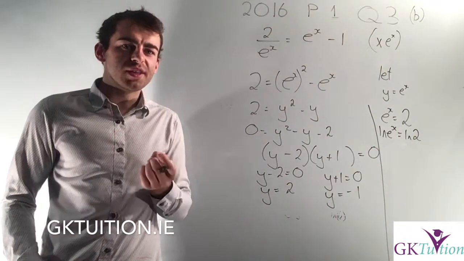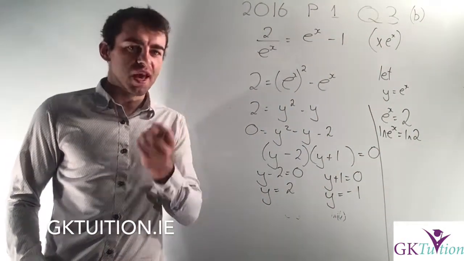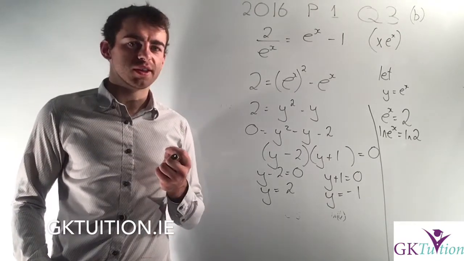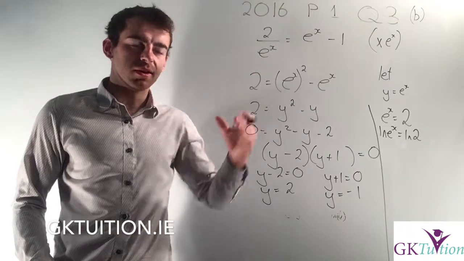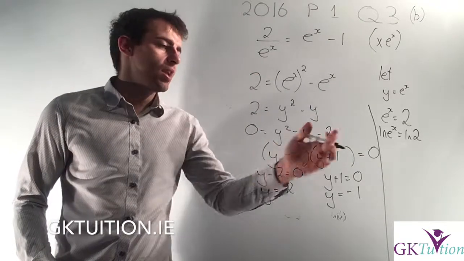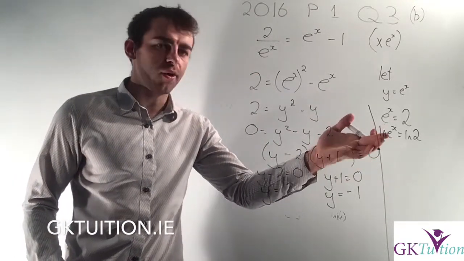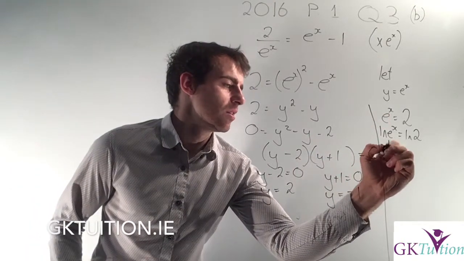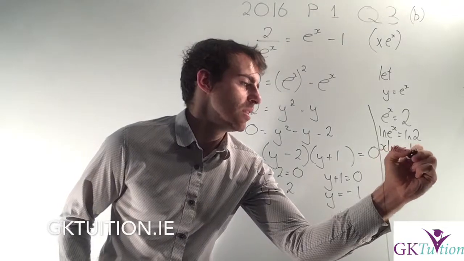Now remember, the reason that we introduce logs is because now we can apply our rules of logs. If you go to page 21 in your log tables, your rules of logs are in the middle column, and the third rule is that if you have log of something to a power, you can just bring the power in front. So this becomes x times ln e is equal to ln 2.